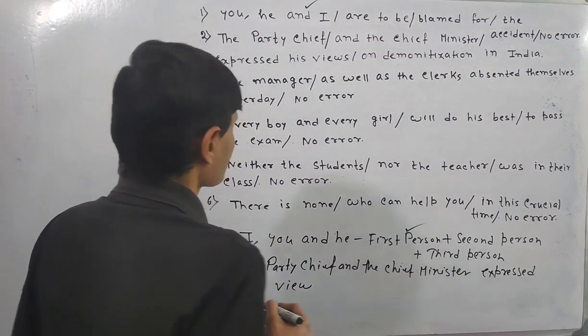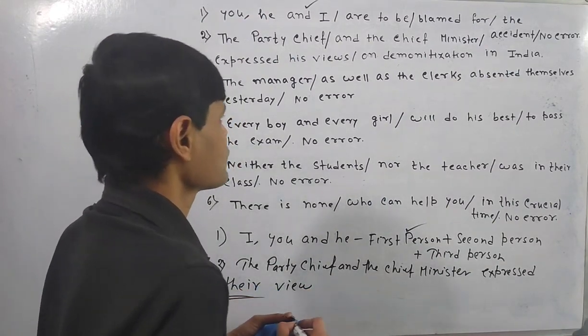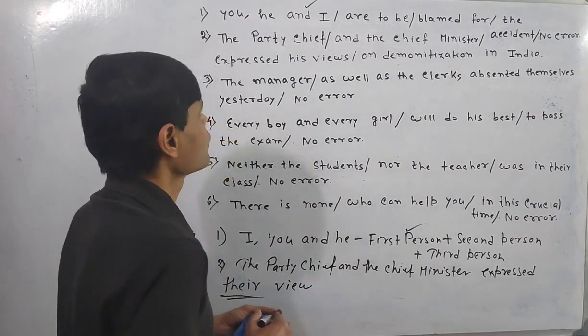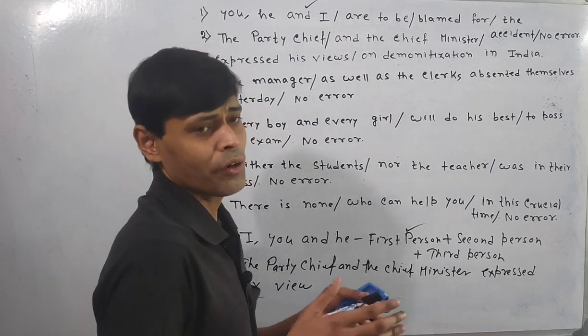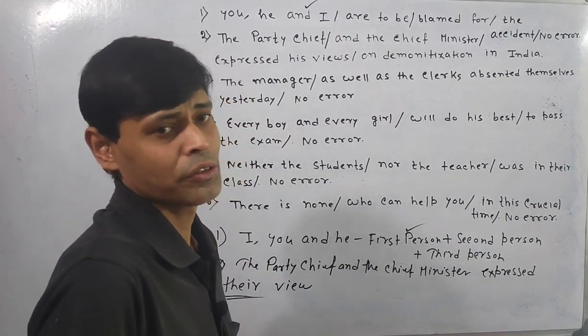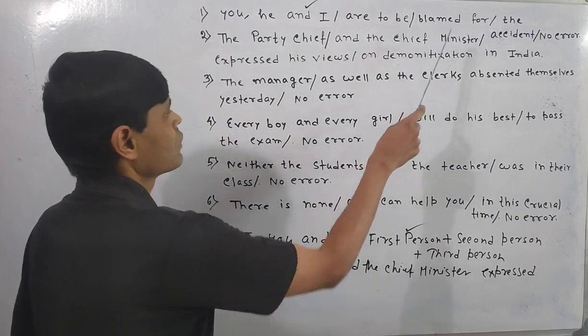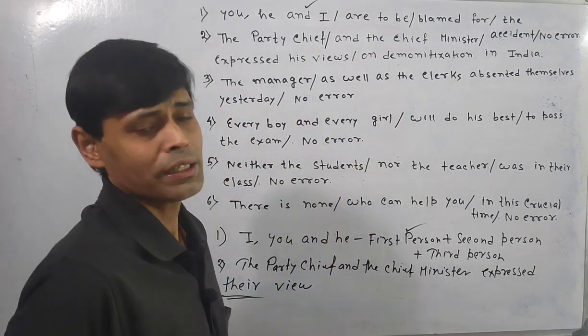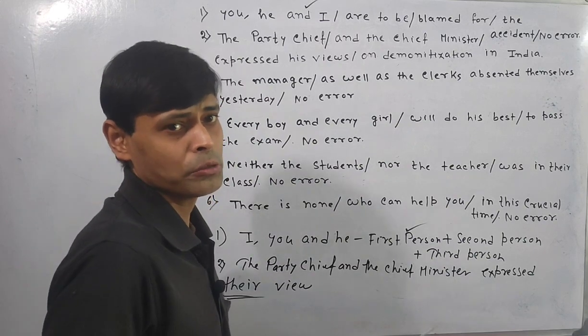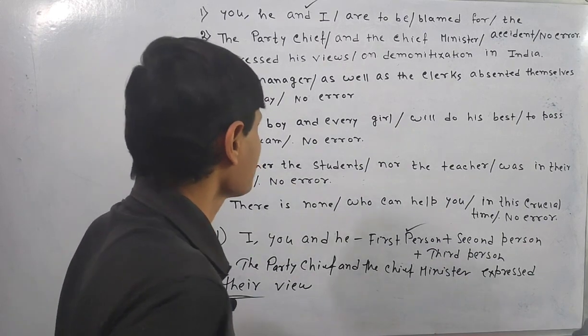So here instead of their, what is used is his. His can be used if the prime minister had been the only subject, but here the case is not like that. Here the subject is plural, the chief minister and the party chief, both are the subjects. So automatically the pronouns must be plural in nature. So this is the mistake here.